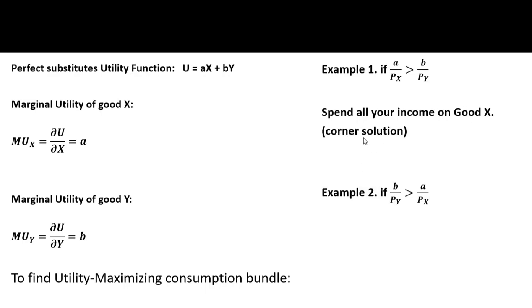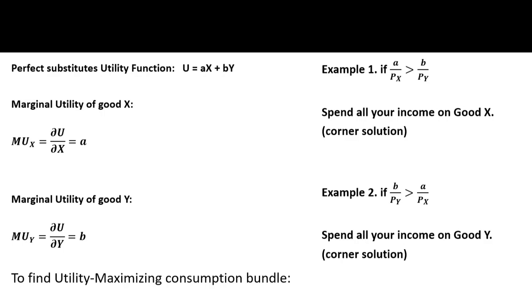This is going to be a corner solution, as it's sometimes called. Example 2, the other possibility here is that the marginal utility of good Y divided by the price of good Y exceeds the marginal utility of X divided by the price of good X. And in that case, we're going to spend all our income on good Y. Once again, a corner solution.